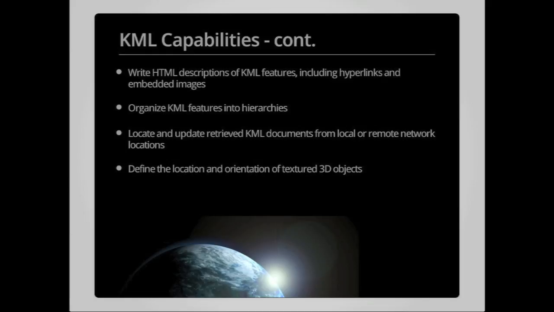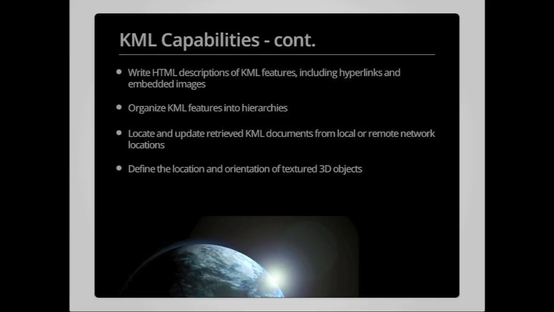KML includes the ability to organize hierarchical systems of folders and subfolders for organizing features into groups. KML also allows you to locate, update, and retrieve KML documents from either the local file system, so that might be a document that is contained within a KMZ file, or even remote network locations. And that is the key capability in terms of the remote network access that relates to the implementation of the OGC Web Map Service support within KML.